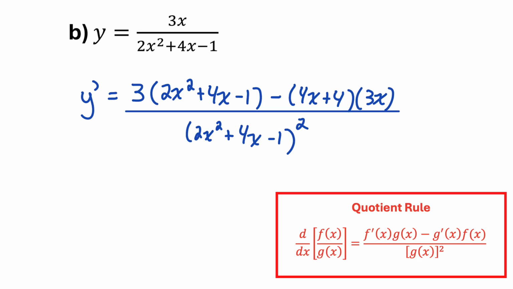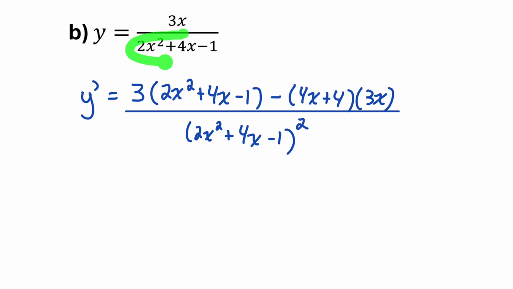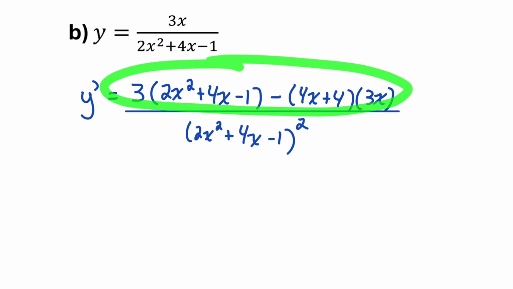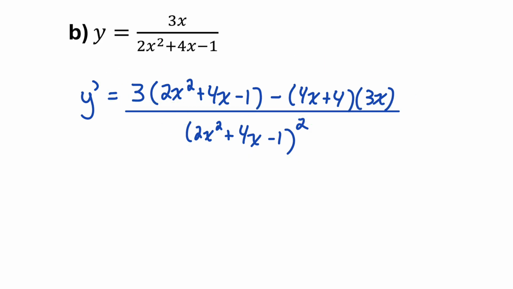Now, one important thing to note here is that when I did the derivative of the function in the bottom, I got 4x plus 4. I put that in brackets, and that's so that whole derivative gets multiplied by 3x and not just part of it. And now this expression is the derivative of the original function, but we want to simplify it. The bottom is in factored form, we can leave that, but the numerator, we're going to want to expand it into standard form to see if there's any like terms we can collect.